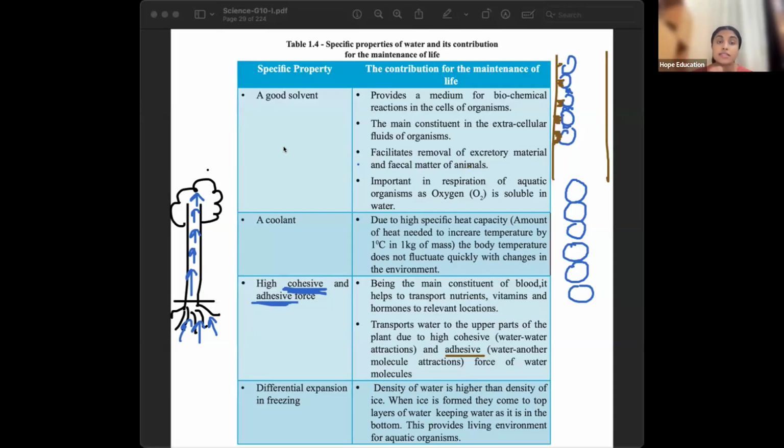Not just in plants, in animals also. Now in animals, that means like us, there are other animals, we have blood. අපේ body එකේ blood තියෙනවානේ. Blood වල වැඩියෙන්ම තියෙන water. Okay. Because of that, water being the main constituent of blood, it helps to transport nutrients, vitamins and hormones. එතකොට blood වල වැඩියෙන්ම තියෙන water නේ. So එතකොට blood flow වෙනකොට water flow වෙනවා.